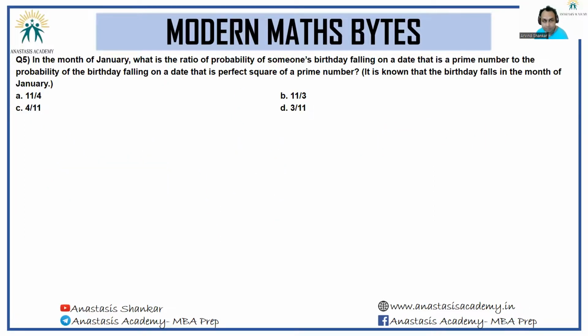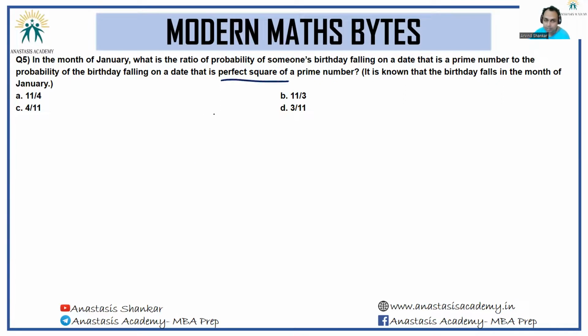Last question. In the month of January, what is the ratio of the probability of someone's birthday falling on a date that is a prime number to the probability of the birthday falling on a date that is a perfect square of a prime number? It is known that the birthday falls in the month of January. Okay.